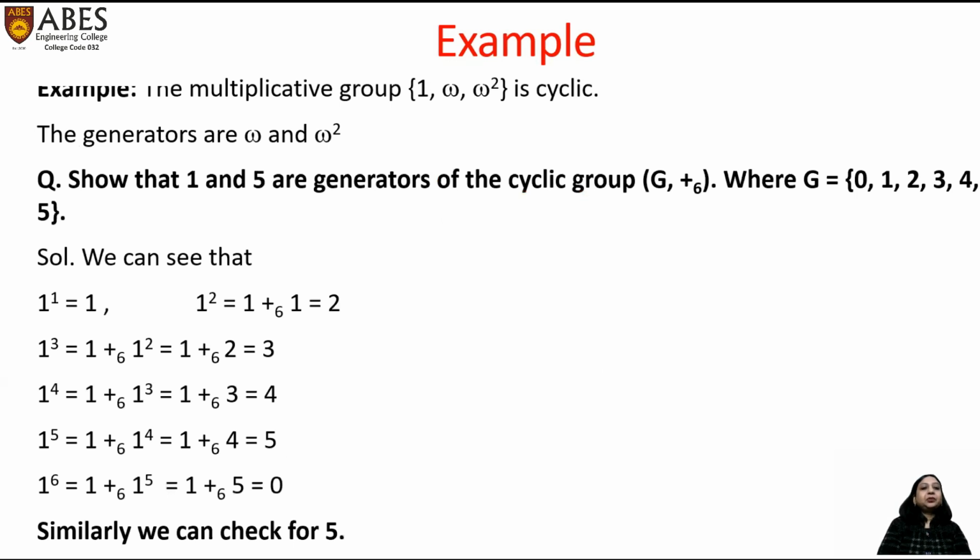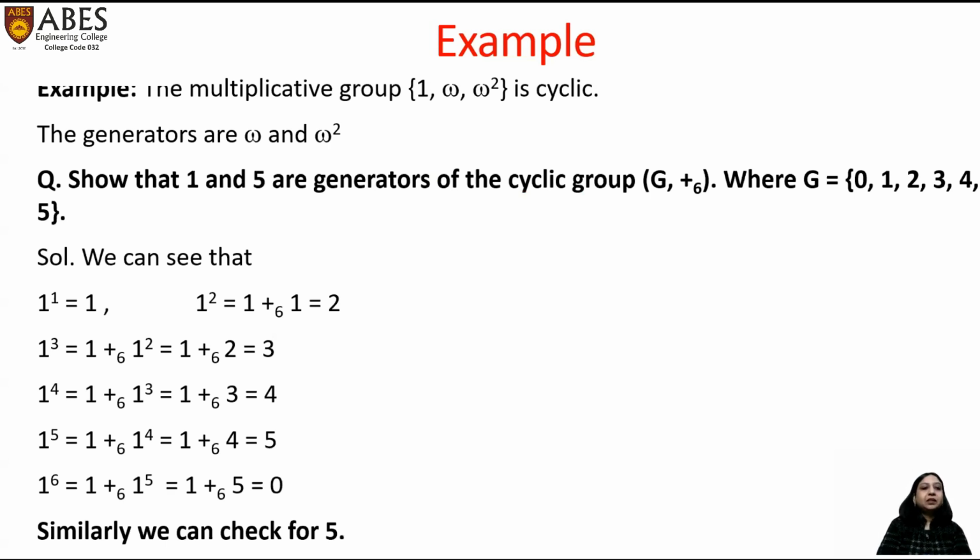The next example is the cube root of unity group. The multiplicative group {1, omega, omega square} is cyclic. We have to prove whether this group is cyclic or not. This group is a cyclic group because we can represent all the elements 1, omega and omega square in the form of omega and omega square, because we know that omega cube is 1. Hence 1 can be represented as omega cube. Similarly, we can also represent omega and omega square in the form of omega.